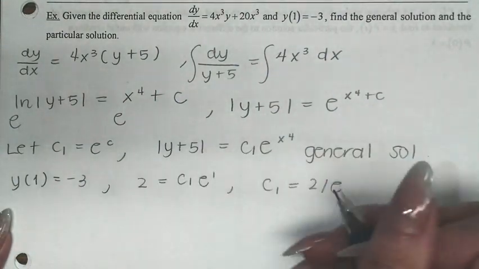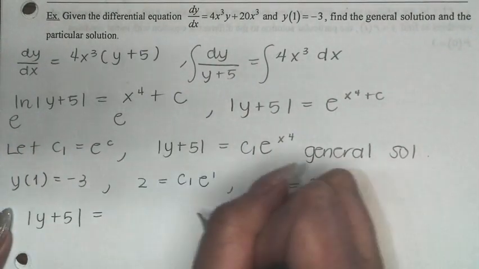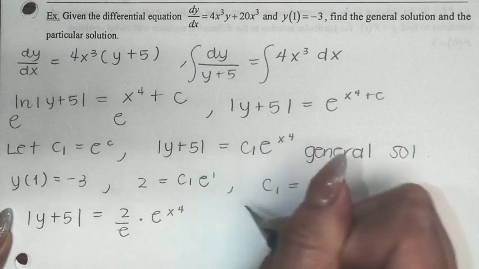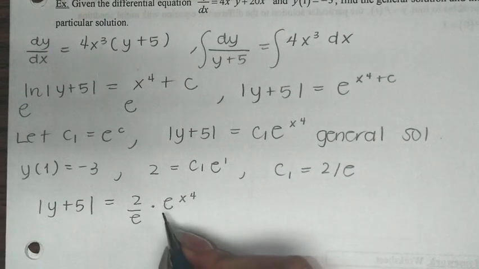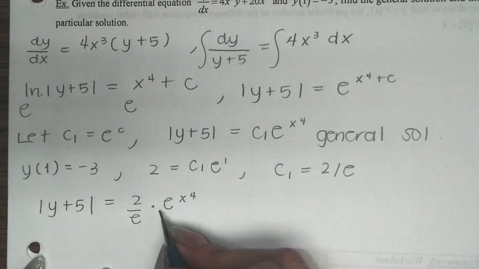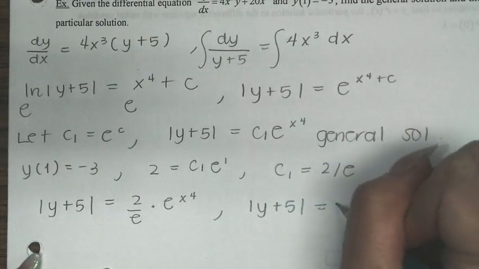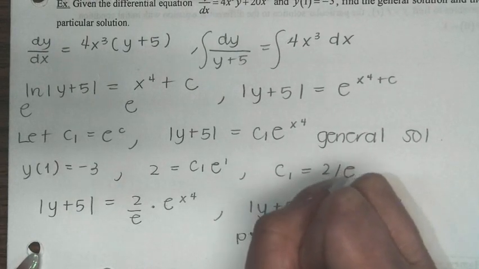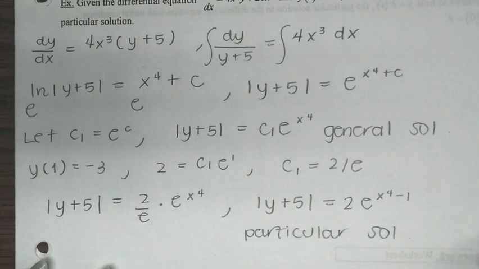Therefore, my particular solution would look like this. Absolute value of y plus 5 is going to be equal to 2 over e times e to the x to the power of 4. But honestly, this still looks ugly because you have two of the same kind on this side of the equation, which you can combine. So that's what I'm going to do. Therefore, what you have is the absolute value of y plus 5 is going to be equal to 2 times e to the x to the power 4 minus 1, and that's going to be the particular solution for this problem. And that's pretty much it for this problem.